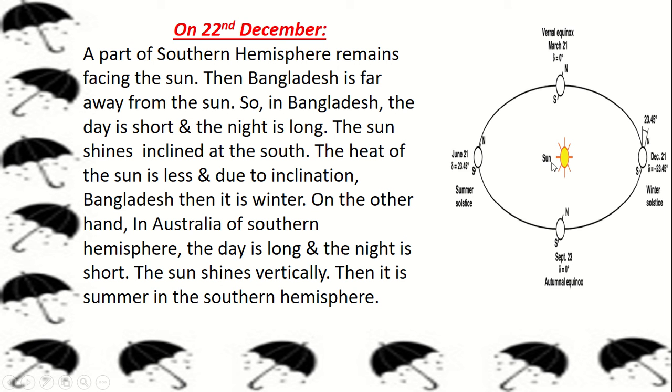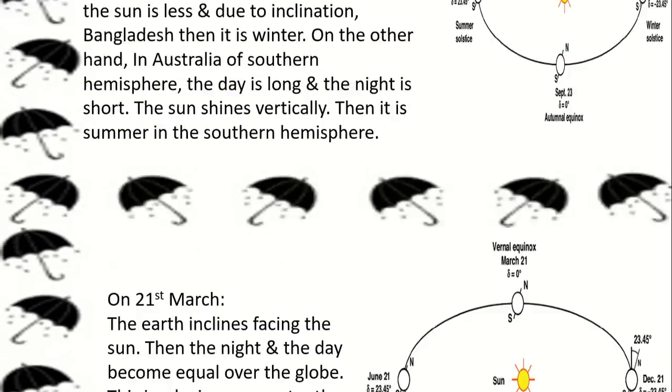So just to make it clear, when the sun gives perpendicular heat on the Tropic of Capricorn, which is situated in the Southern Hemisphere, the Southern Hemisphere experiences the longest day and shortest night, whereas the Northern Hemisphere will experience the shortest day and longest night. So in the Northern Hemisphere there will be winter and in the Southern Hemisphere there will be summer.